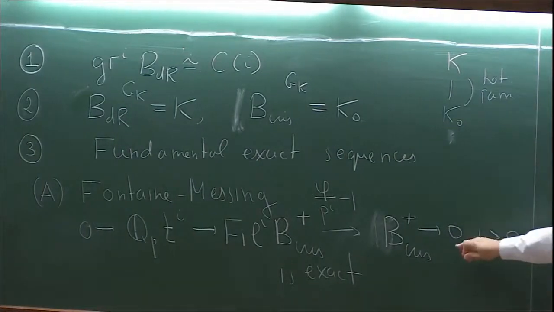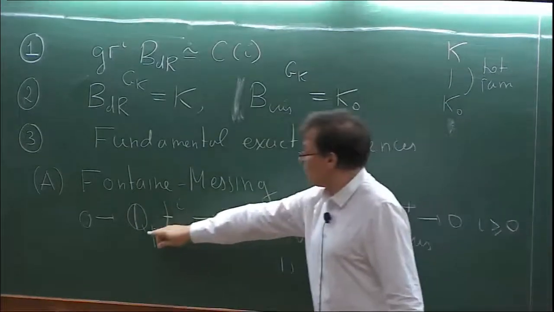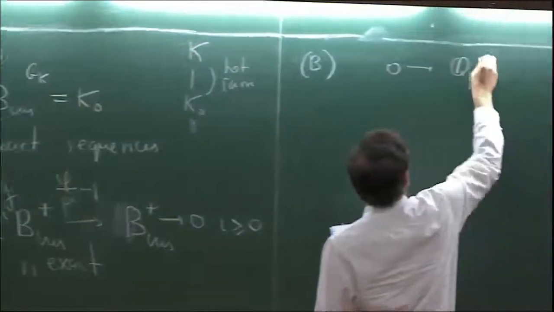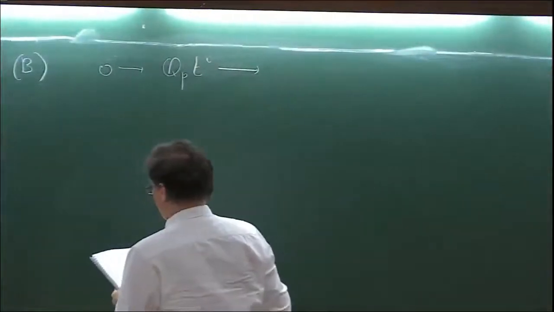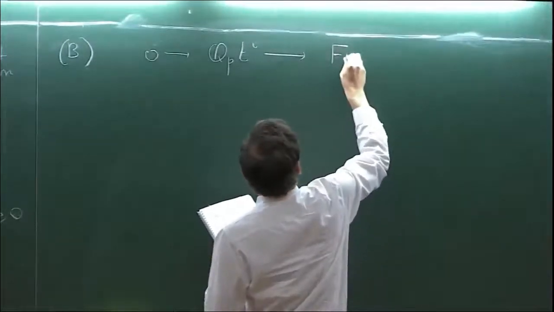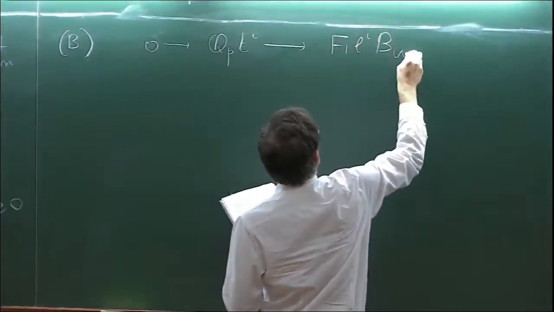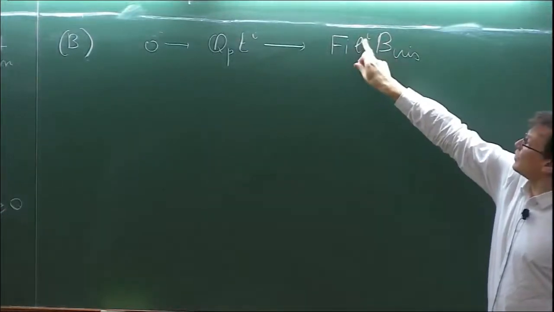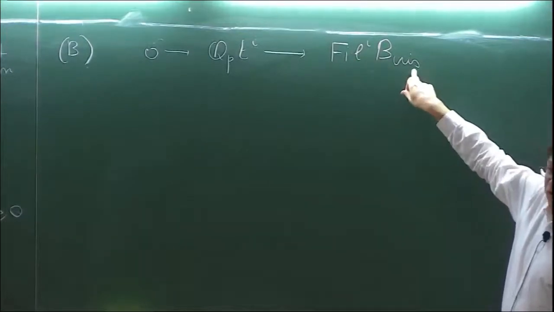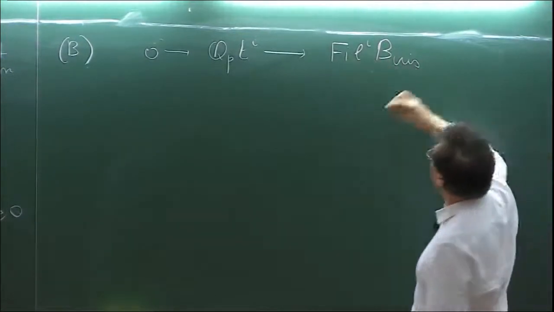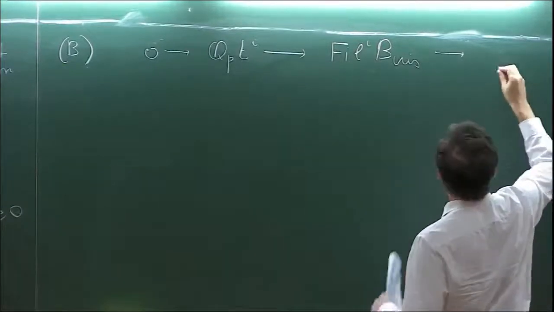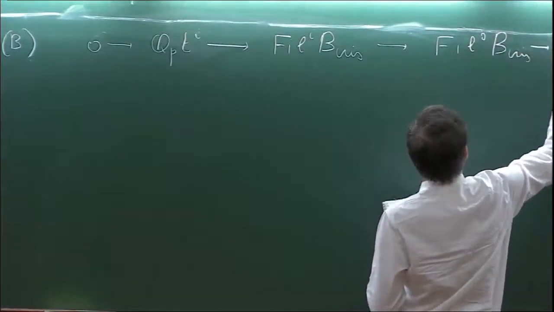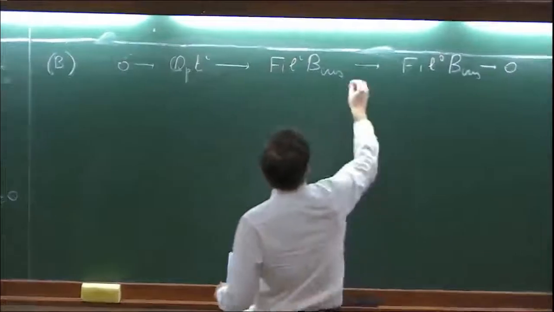And from this exact sequence, it's easy to prove the exactness of the following sequence. The first term is the same. Here we have the i-th filtration over B_cris, but not B_cris^+. This is not the same thing. And here we have Fil^0 B_cris, and the map is the same.